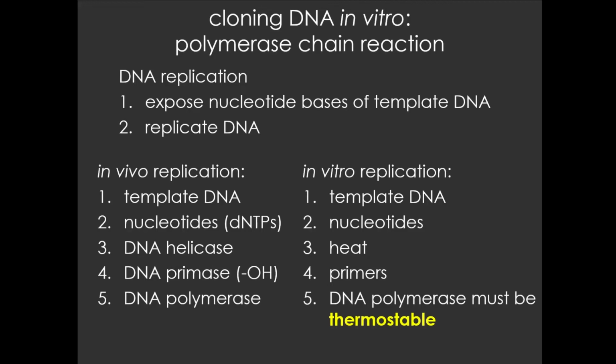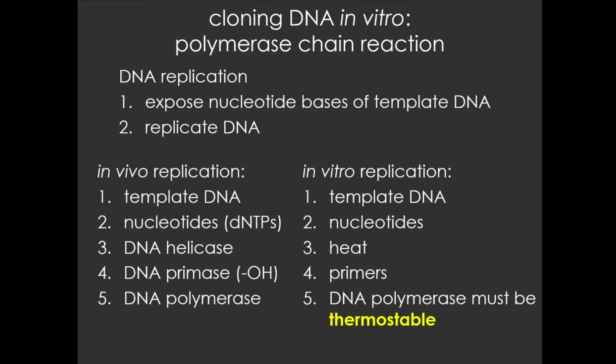So if you want to make this process happen in vitro, you've got to figure out a way to mimic these natural conditions. So first, you'll need a template piece of DNA, which can be any piece of DNA that you choose. You need nucleotides to create the new piece of DNA. In order to not have to use DNA helicase, you can instead use heat to denature the DNA to single strands. And you can use short primers instead of DNA primase in order to direct the synthesis of DNA to the portion of that genome that you would like to create copies of.